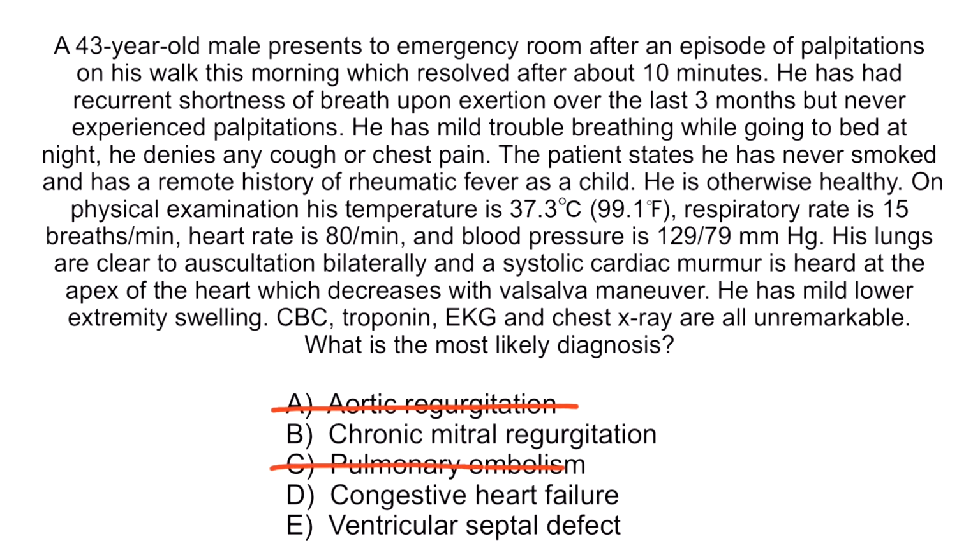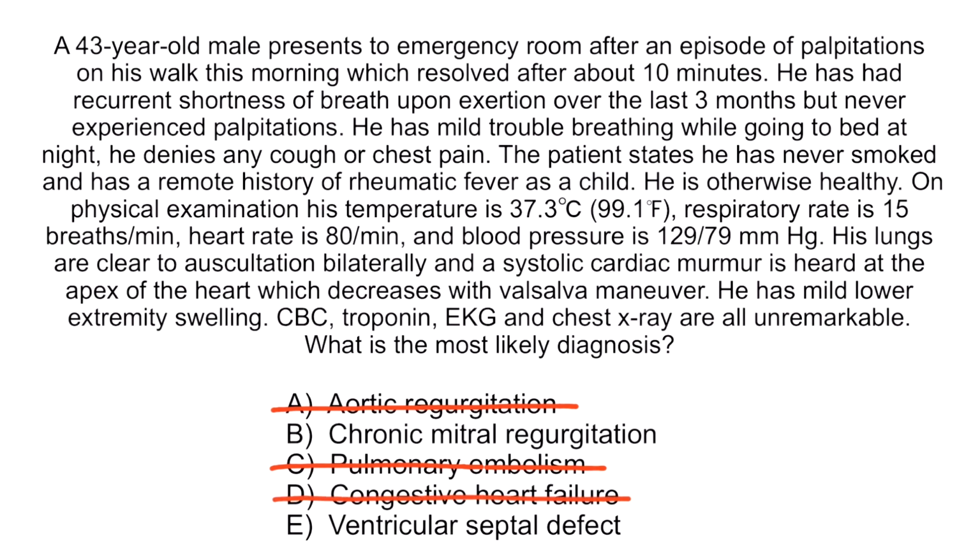Pulmonary embolism, option C, would likely present in a more acute manner than this patient's chronic presentation. Ventricular septal defect is less likely to fit history of rheumatic disease, and the murmur would likely be described as a holosystolic blowing murmur located at the left sternal border rather than the one we see in the question stem.